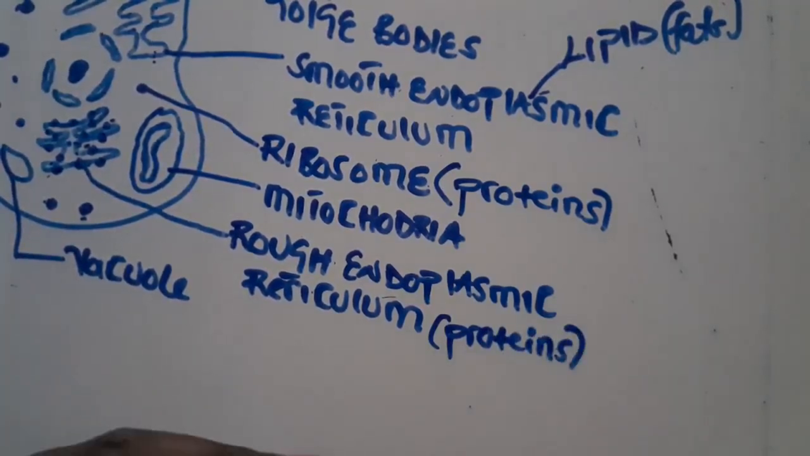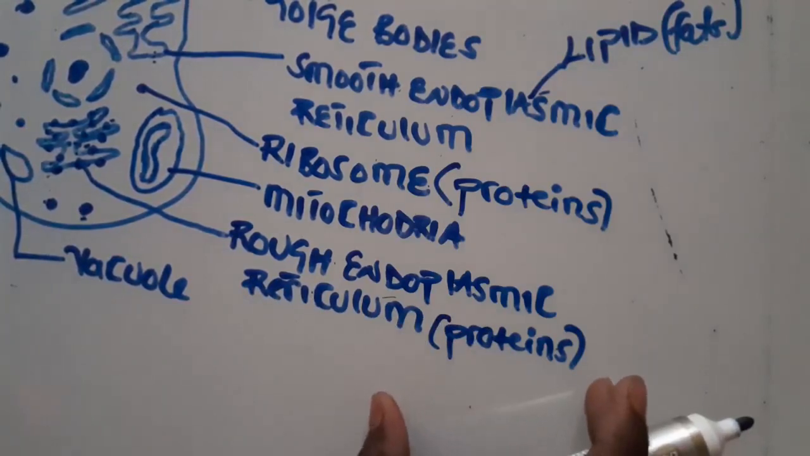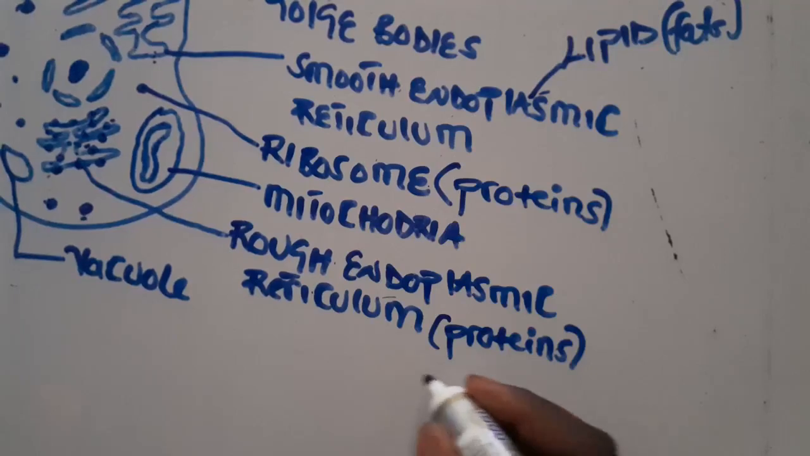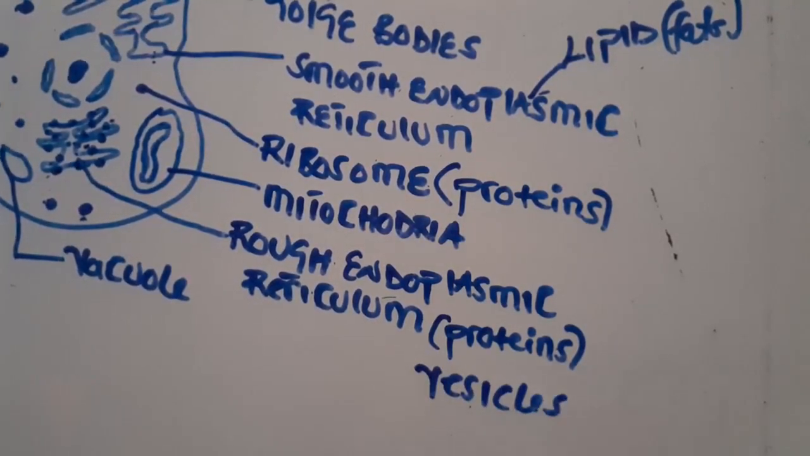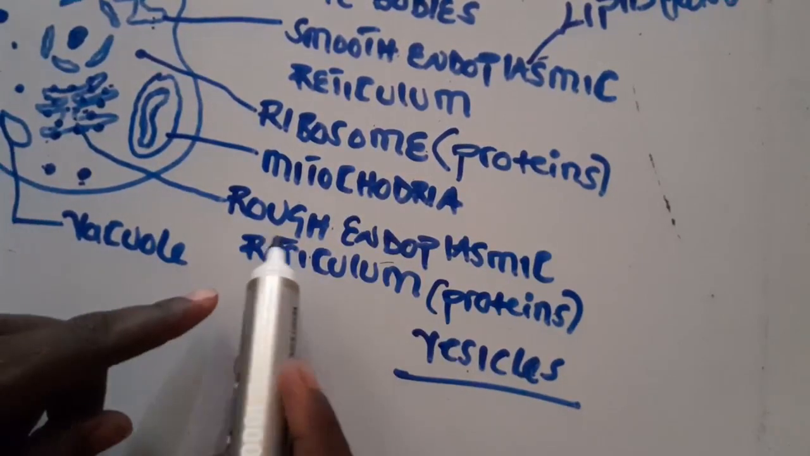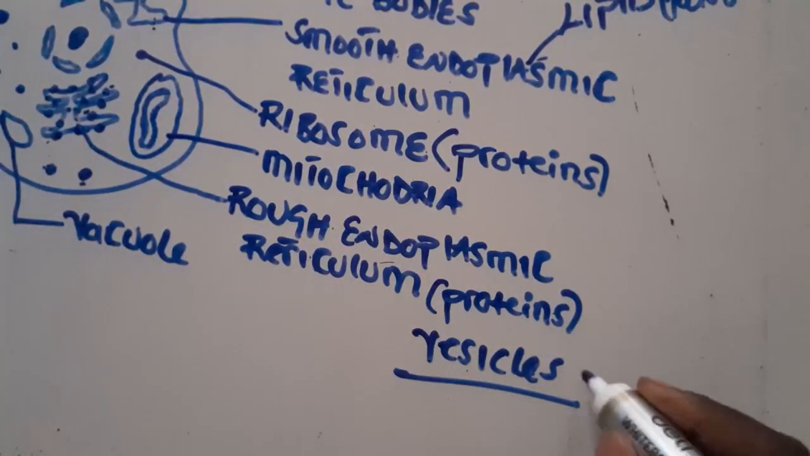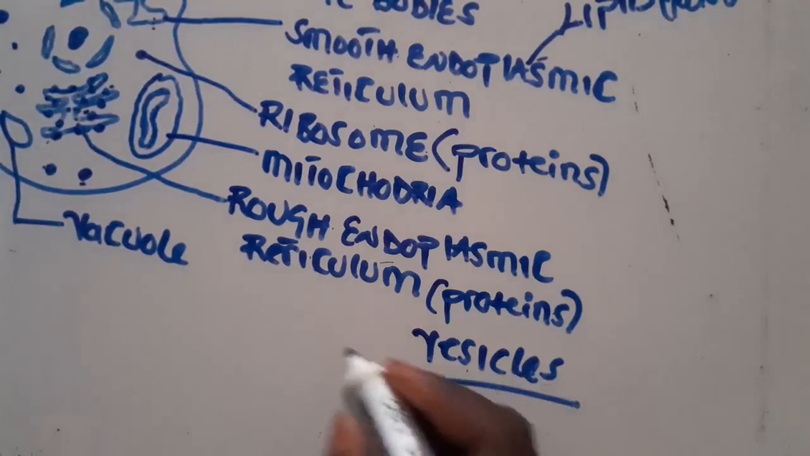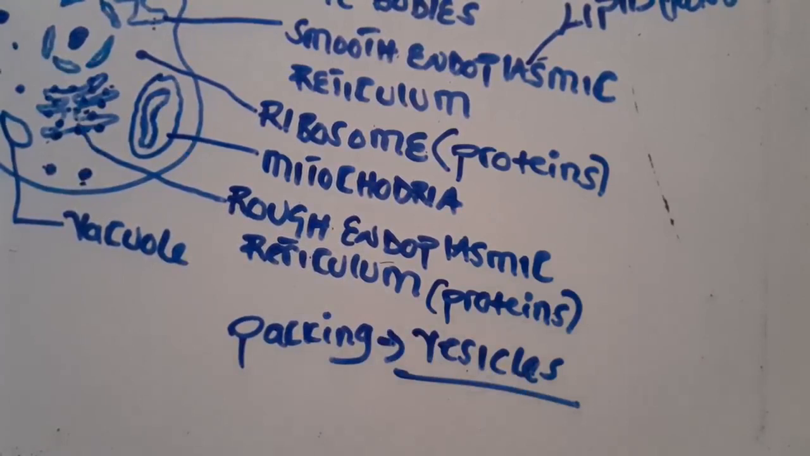Now these proteins which are being produced, the other function of the rough endoplasmic reticulum is to pack these proteins into what are called vesicles. So the proteins are produced by the ribosomes, and the rough endoplasmic reticulum packs these proteins into vesicles. These vesicles are in each and every cell that we can mention.